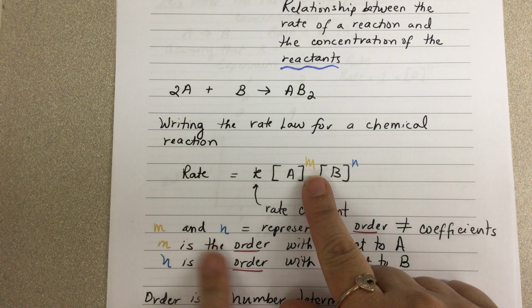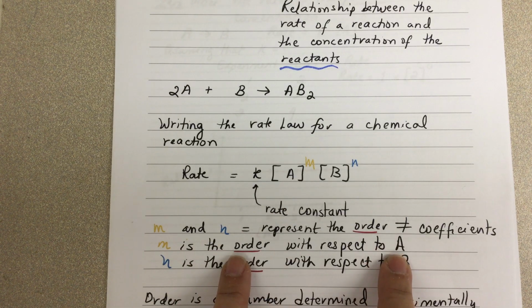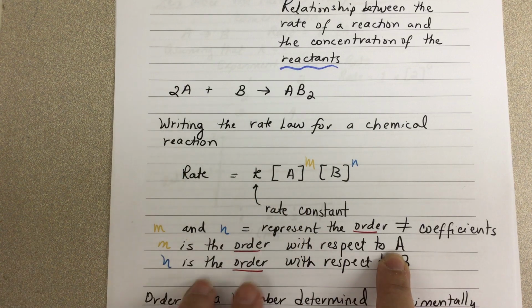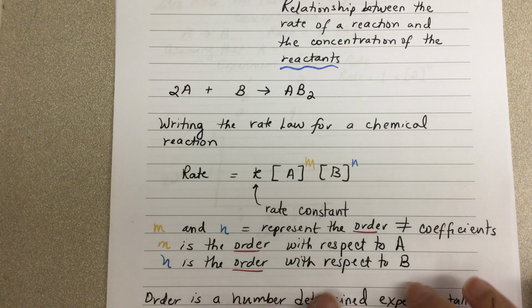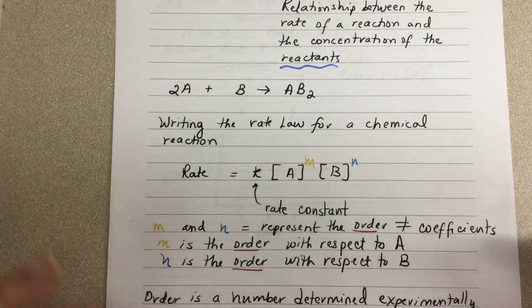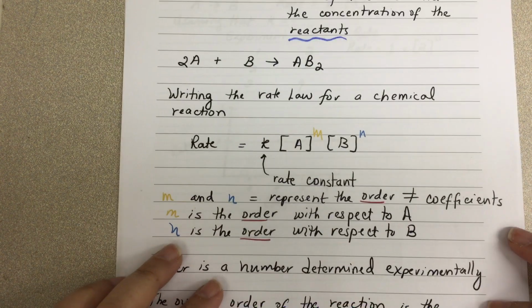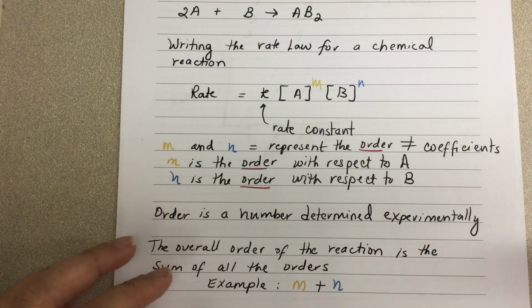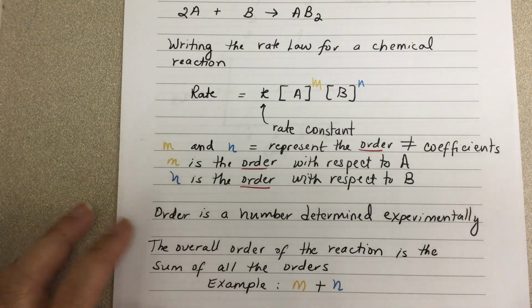So M is the letter that I'm using for the order with respect to that specific reactant, which is A. Then the letter N is the one that I'm using to represent the order with respect to your other reactant, B. If you have a third reactant, you need to include that one here, and you have to put another letter for the exponent for that third reactant. The order is a number, I already told you that, so we're going to replace those letters by numbers. But to determine the actual number, we need to do some calculations. The calculations are very simple. You just need to remember a couple of things.